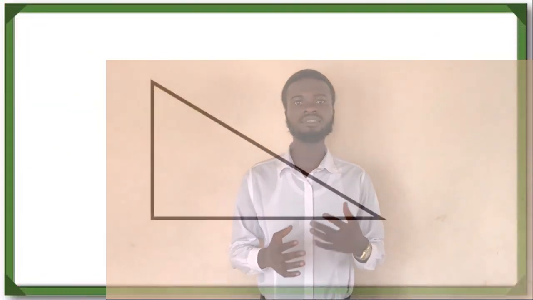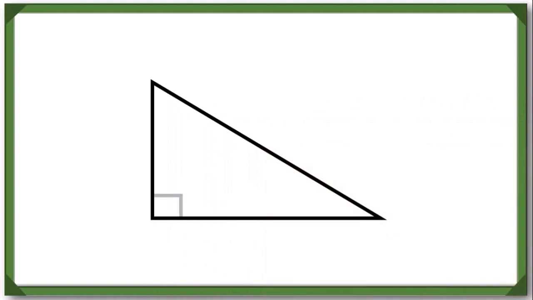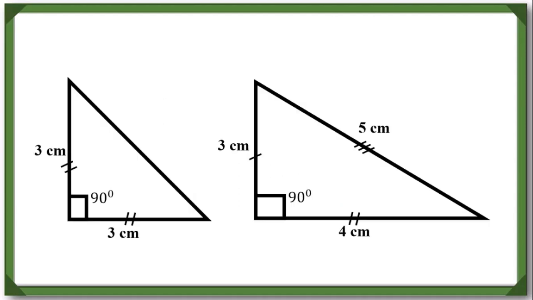Now, let's look at the things that make a triangle a right angle triangle. A triangle is said to be a right angle triangle when one of its interior angles is 90 degrees. It can be an isosceles triangle or a scalene triangle. Now, let's look at the various orientations of a right angle triangle.